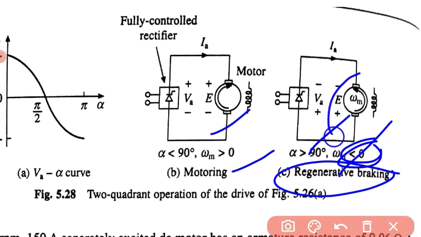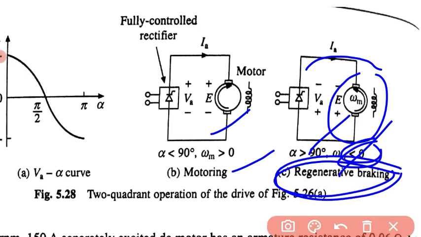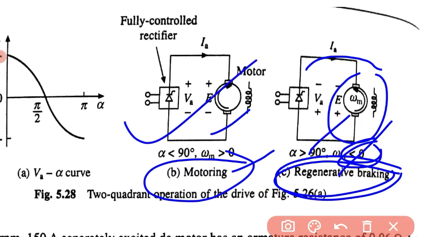Whatever power is developed by the motor is fed back to the supply, hence it is called regenerative braking. Here it is called motoring operation. I conclude that if the firing angle is less than 90 degrees, it is called motoring operation. If the firing angle alpha is greater than 90 degrees, then it is regenerative braking operation.